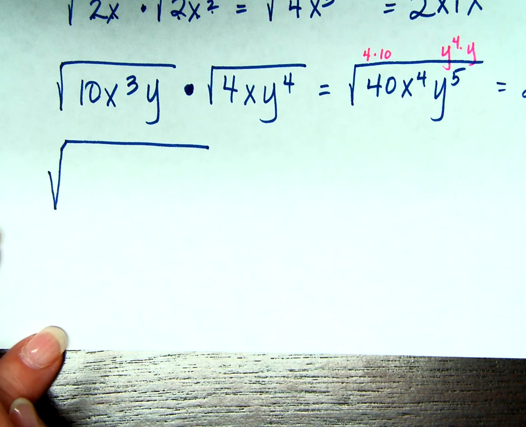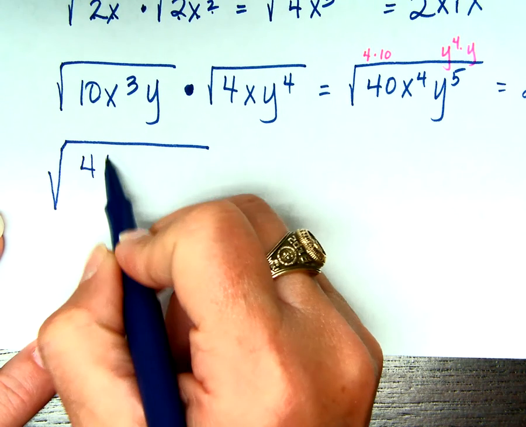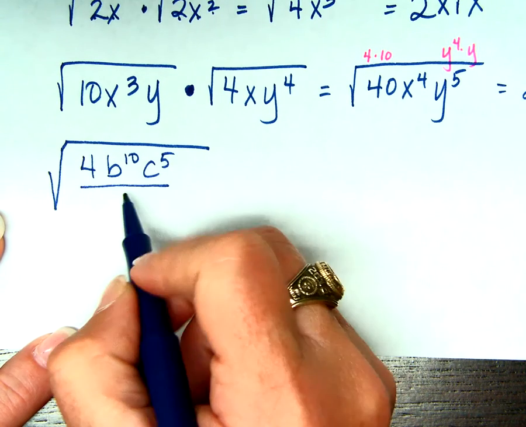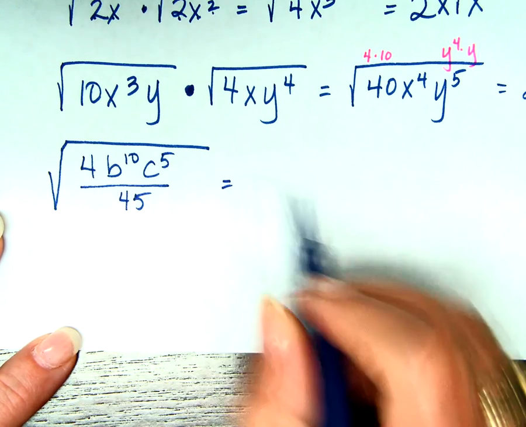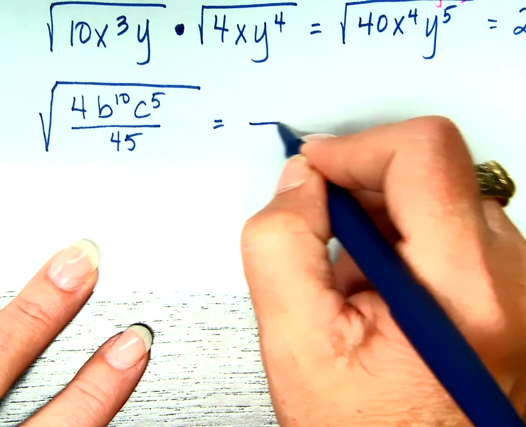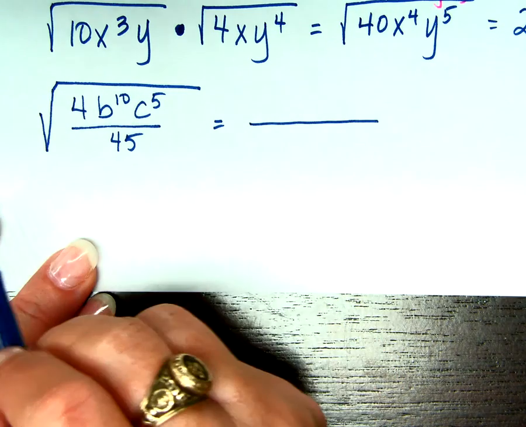They're going to look like fractions, which automatically to you guys make them ugly and scary, right? Please take a breath. 4b to the 10th, c to the 5th, over 45. We're not going to panic, okay? I'm going to start off with a division bar. We're going to take it one term at a time.